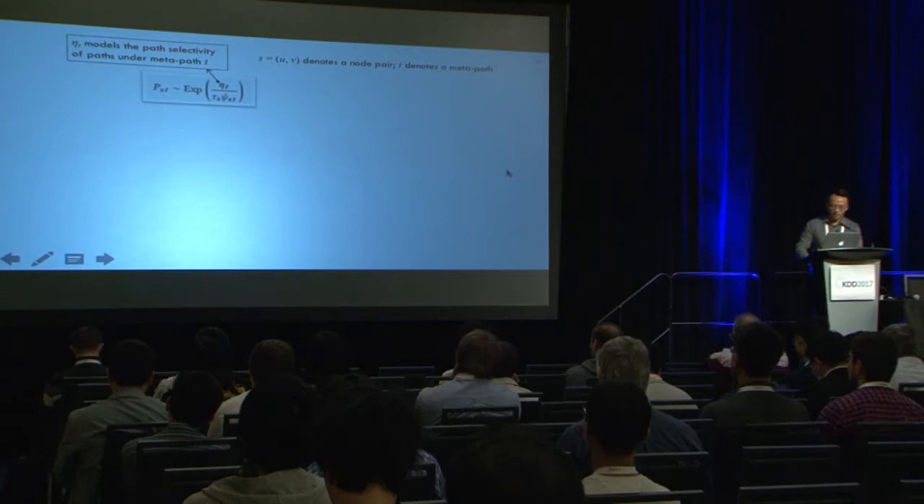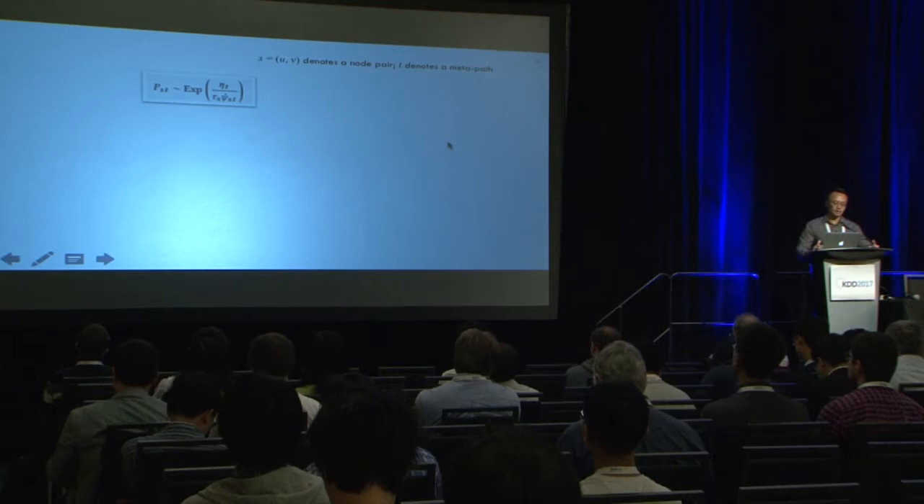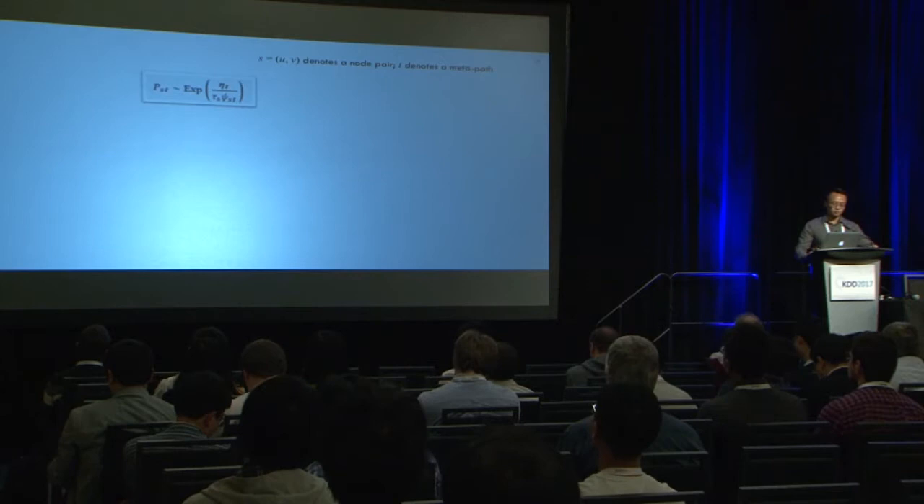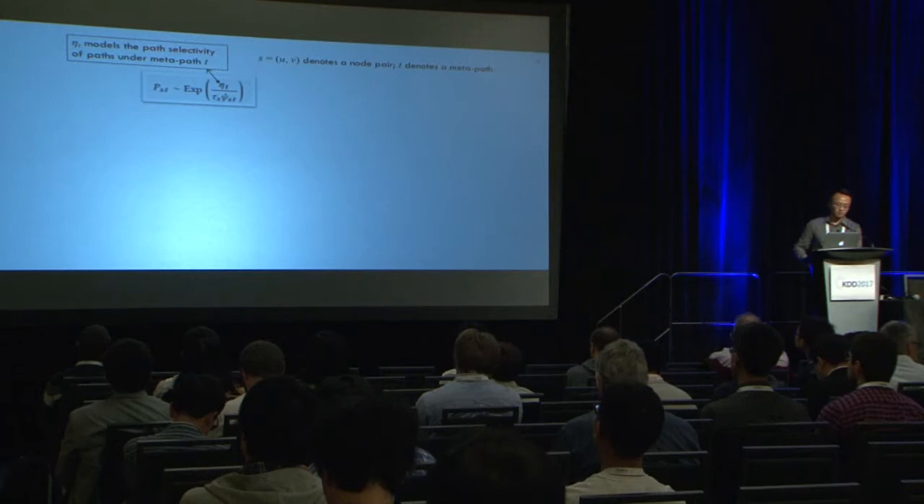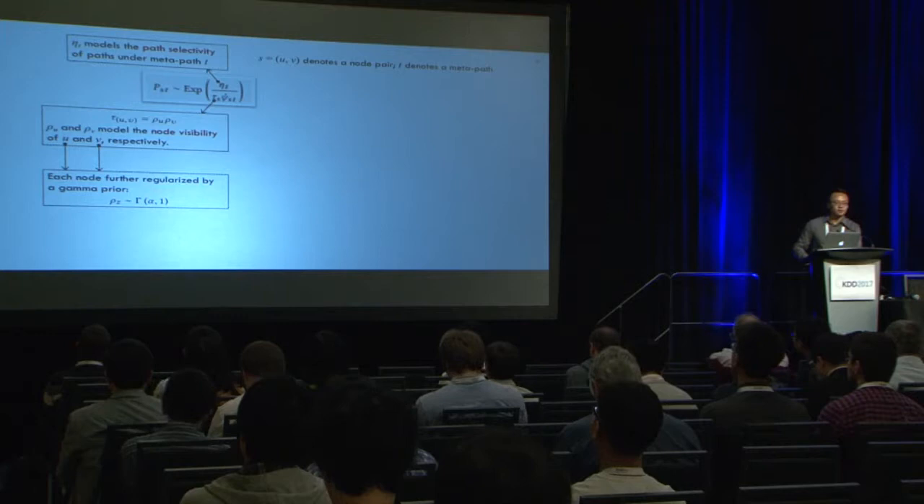And at the high level, this is how PrEP looks like. Again, following what we have previously, the path count between node pair S under metapath T is generated from an exponential. And for the rate parameter, we have three components. The first one, eta, models path selectivity of paths under metapath T. And this tau is where a node visibility comes in. And the node visibility of each single node is further regularized by a gamma prior.